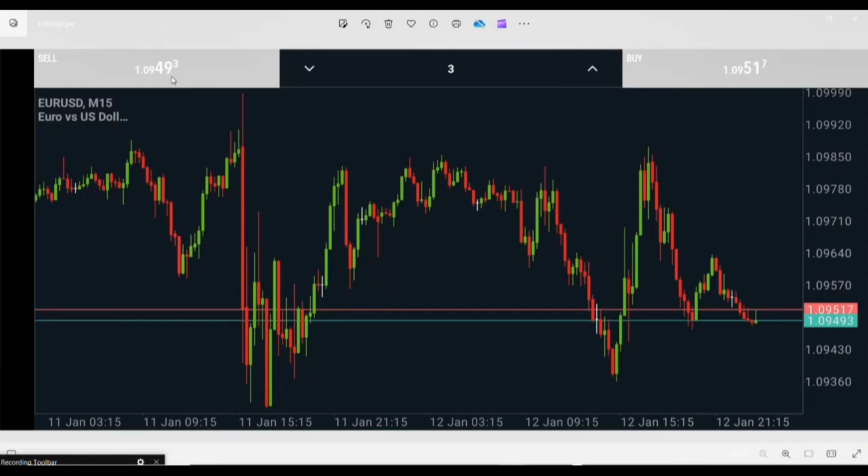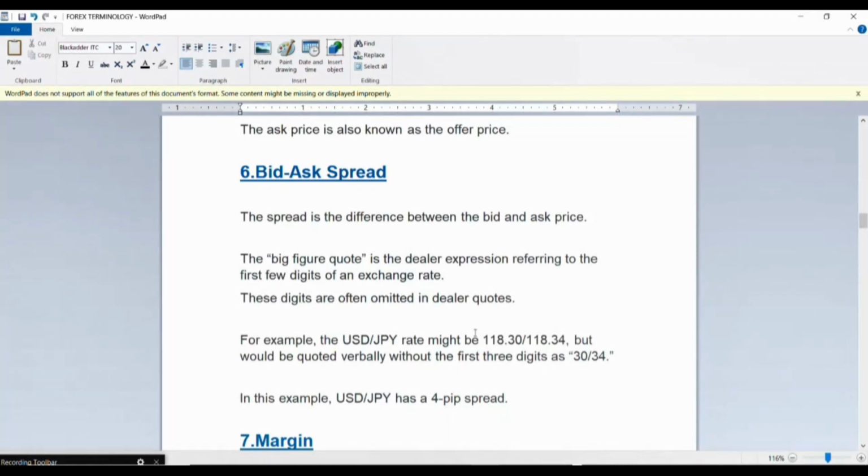The difference between the bid and the ask is the spread. The difference between the price at which you are willing to buy and the price at which you are willing to sell is called the spread. I hope you are understanding.